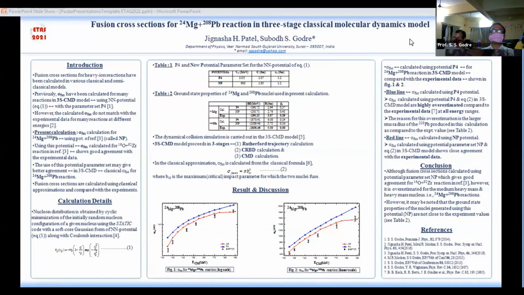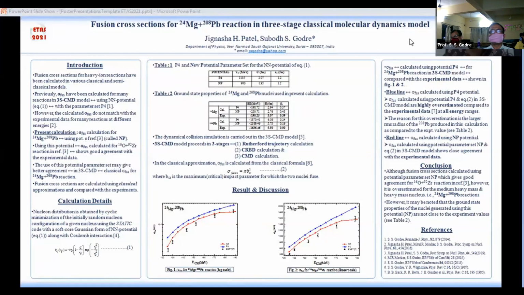The dynamical collision simulation is carried out in the 3S CMD model, and this model proceeds in 3 stages. The first stage is Rutherford trajectory calculation, in which the two nuclei, assumed to be charged point particles, are brought along their Rutherford trajectories with given energies up to 2100 Fermi. The second stage is CRBD calculation. CRBD stands for Classical Rigid Body Dynamics, in which two nuclei are assumed to be rigid bodies and are allowed to evolve further using CRBD model calculation, which is continued up to a relatively small separation of 50 Fermi.